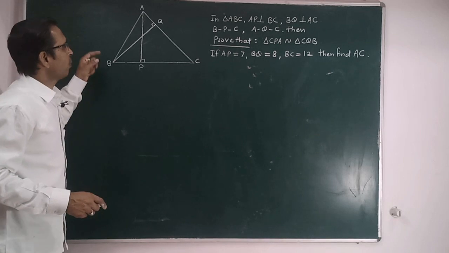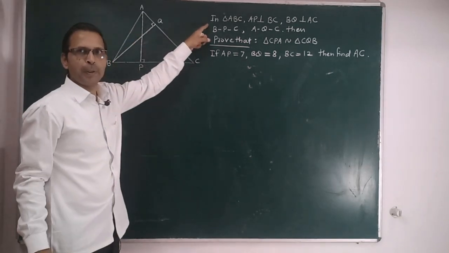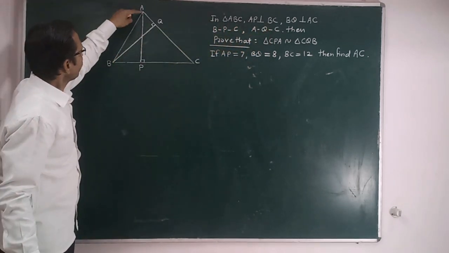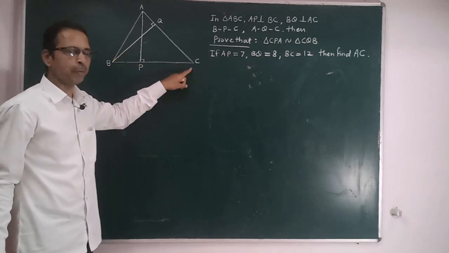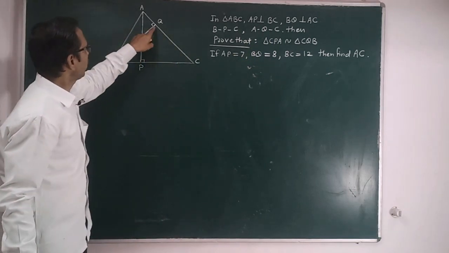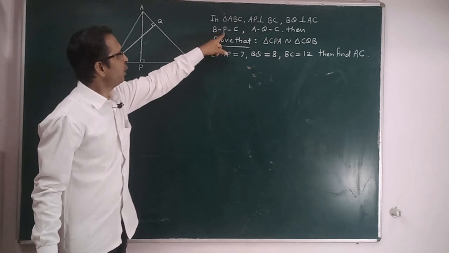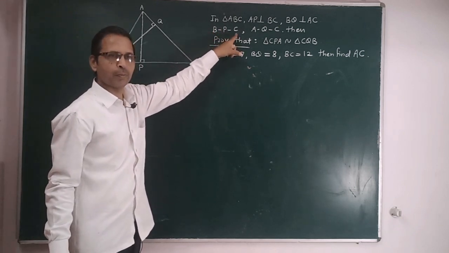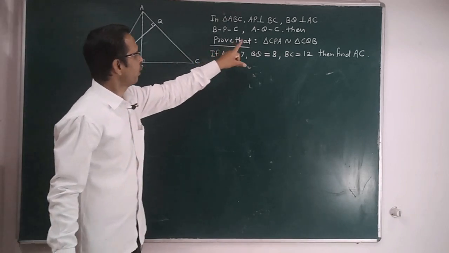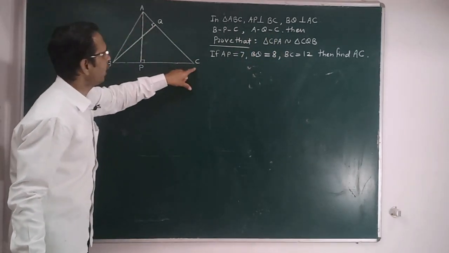Now observe this example. In triangle ABC, AP is perpendicular to BC. BQ is perpendicular to AC. P is in between B and C, meaning point P is in between B and C. Q is in between A and C.